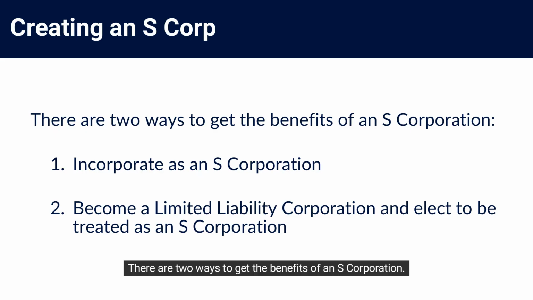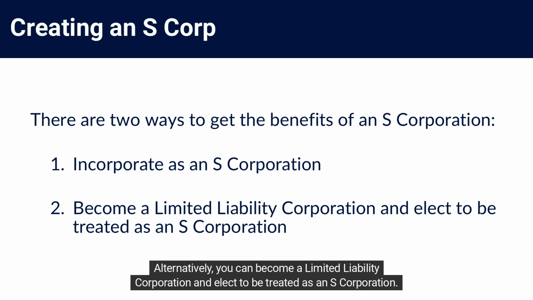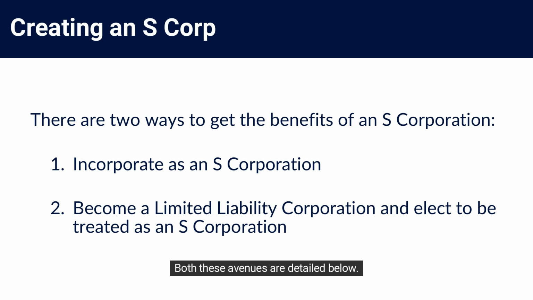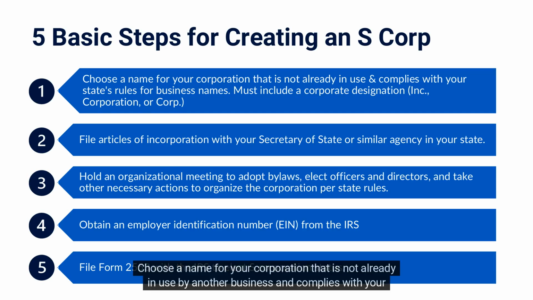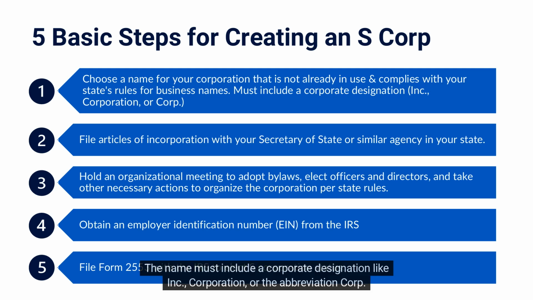There are two ways to get the benefits of an S corporation. First, you can incorporate as an S corporation. Alternatively, you can become a limited liability corporation and elect to be treated as an S corporation. Both these avenues are detailed below. To form an S corporation, you must follow these 5 basic steps. Choose a name for your corporation that is not already in use by another business and complies with your state's rules for business names. The name must include a corporate designation like Inc., Corporation, or the abbreviation Corp.